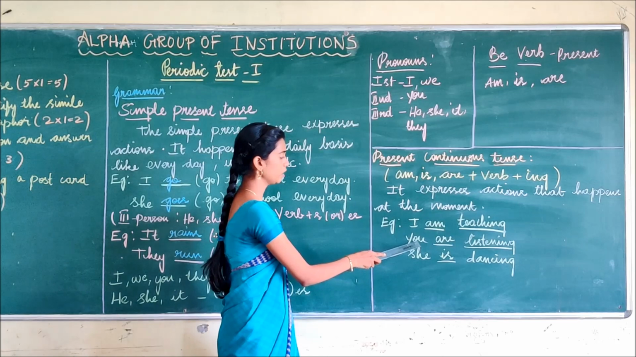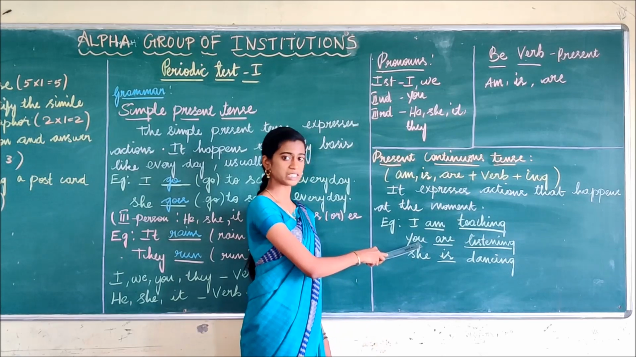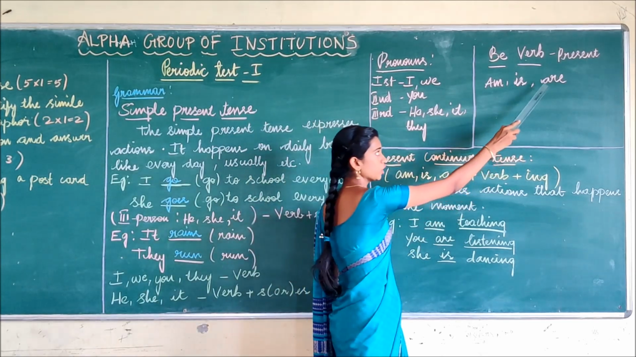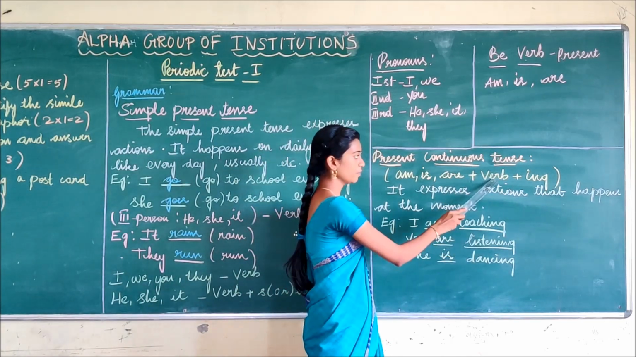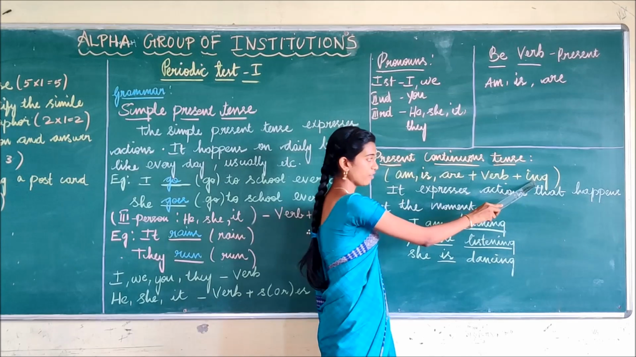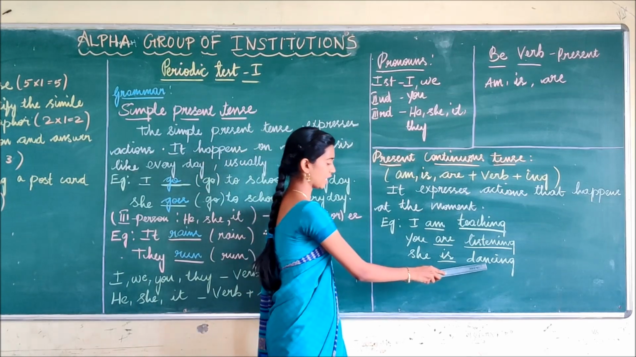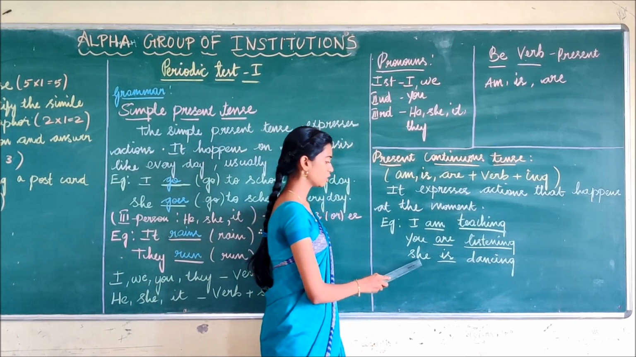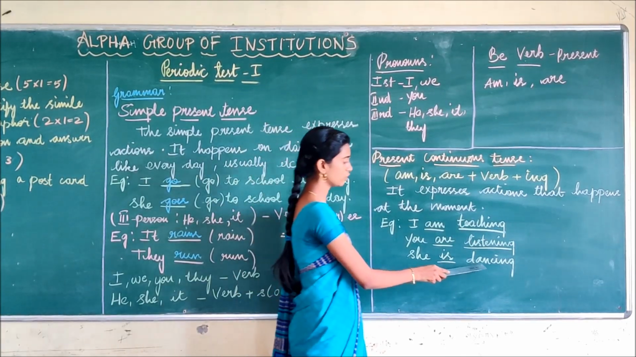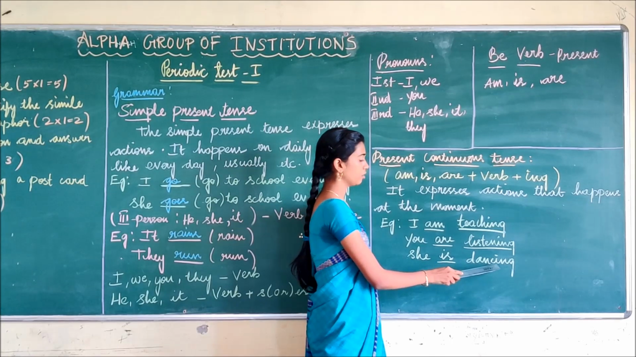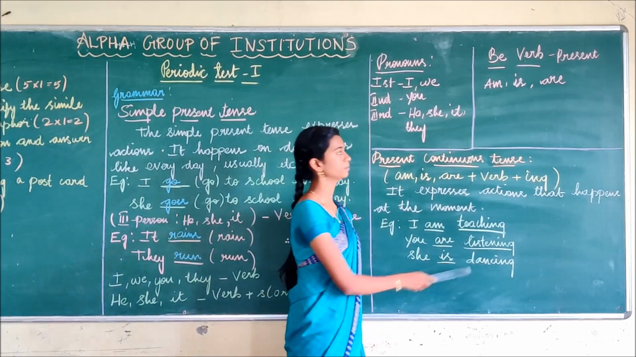So see the next example. You are listening. I have told that you is both singular and plural. So for plural form, you have to use are. You are listening. Listen is the verb, and after the verb, you have to add the ing. You are listening. She is dancing. So she is the singular subject. For singular subject, you have to add is. So dance is the verb, and with the verb you have to add the ing. She is dancing. Is it clear?